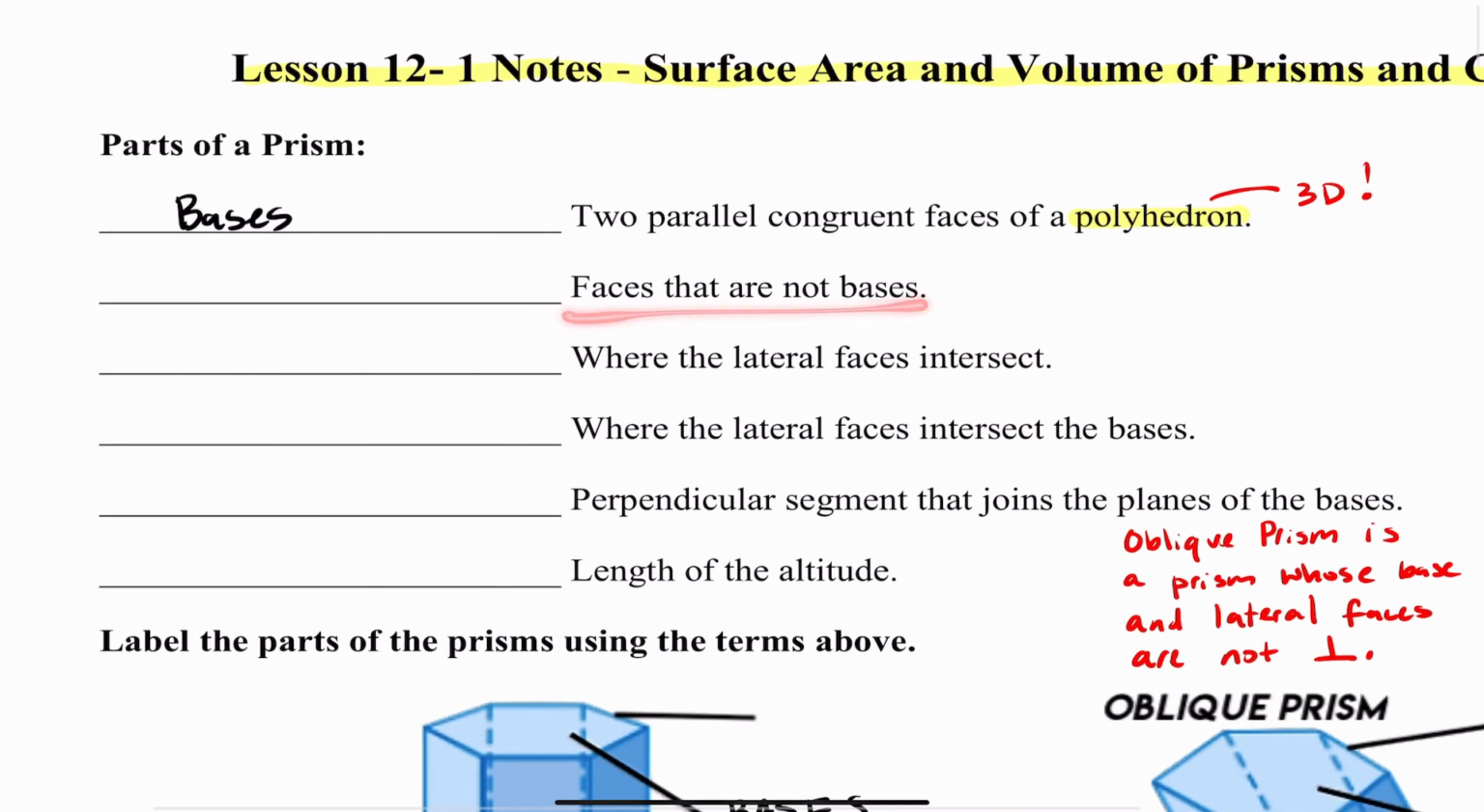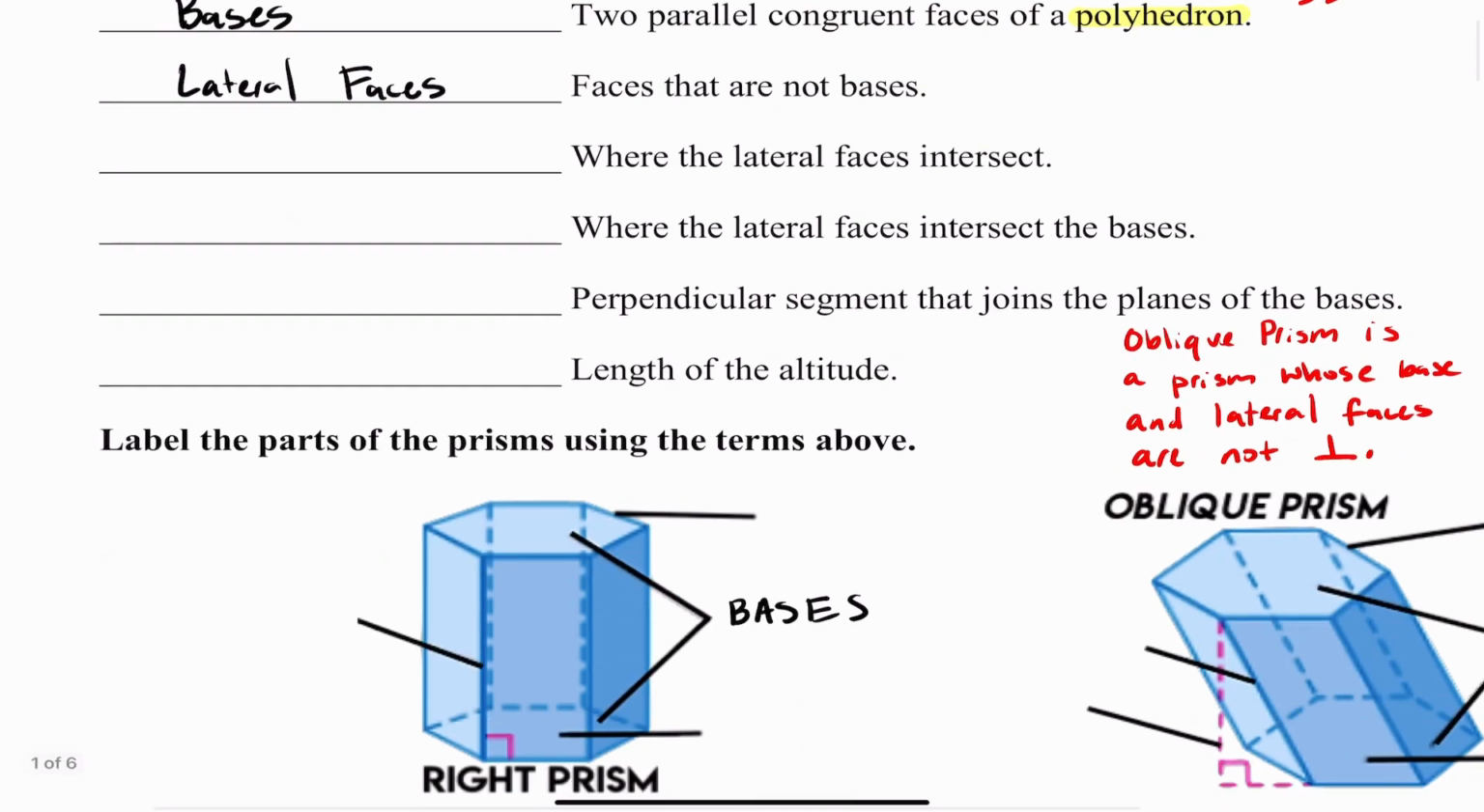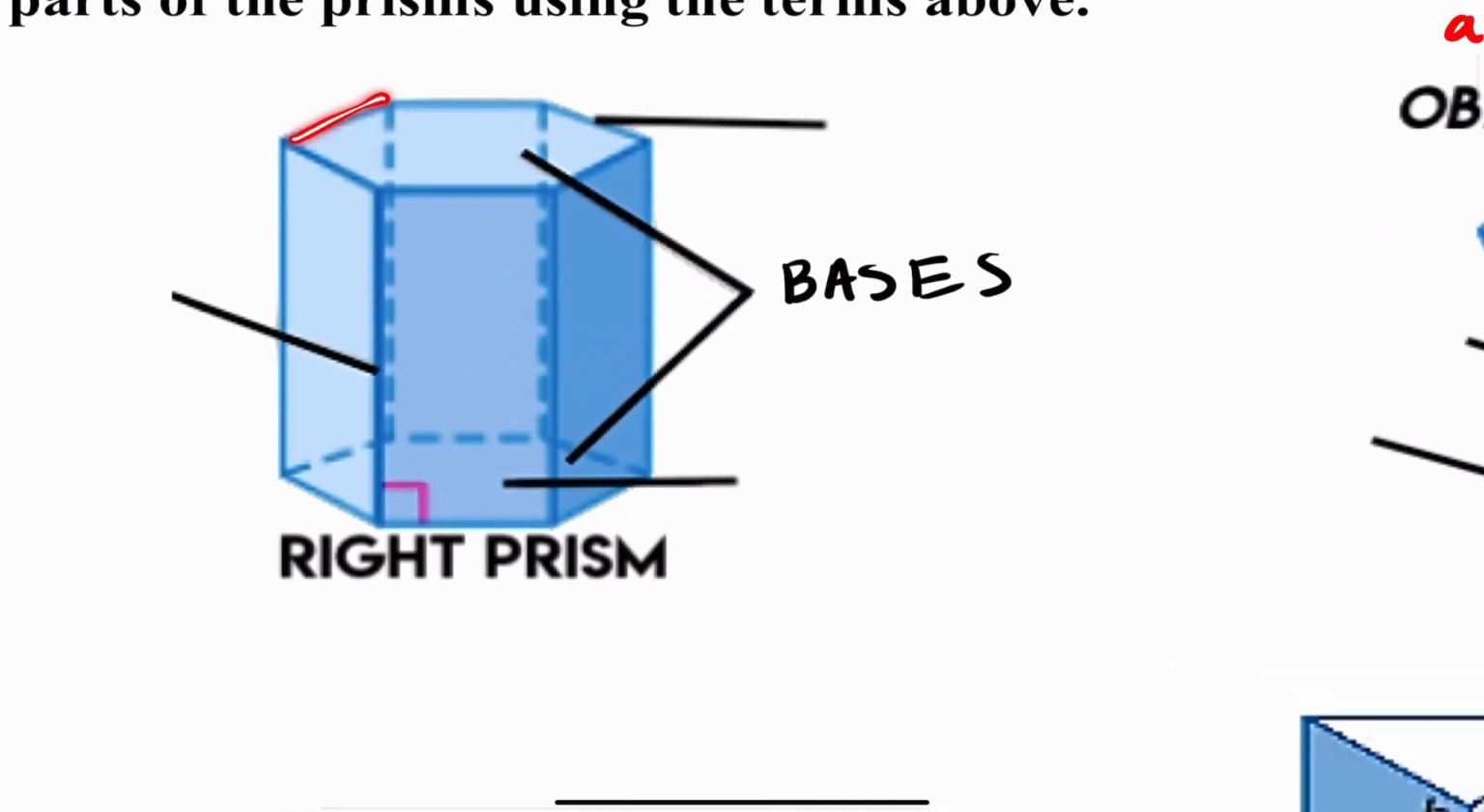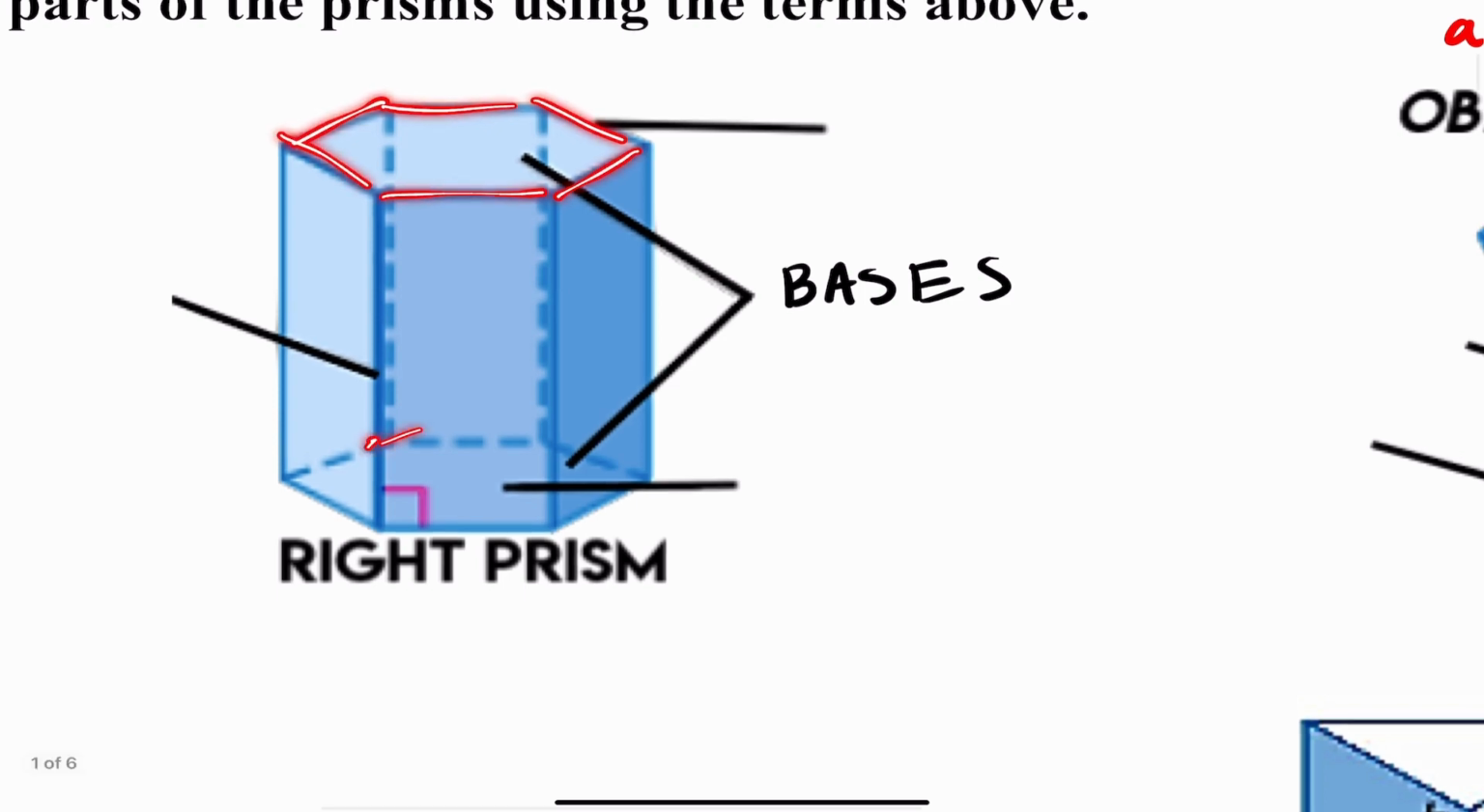The faces that are not the bases are the lateral faces. So we know that these two faces here are the bases, but the lateral faces are not the bases. Basically, what I'm trying to say is that everything else, I'm talking about this, and over here, this as well, and also the back side, those are the lateral faces.